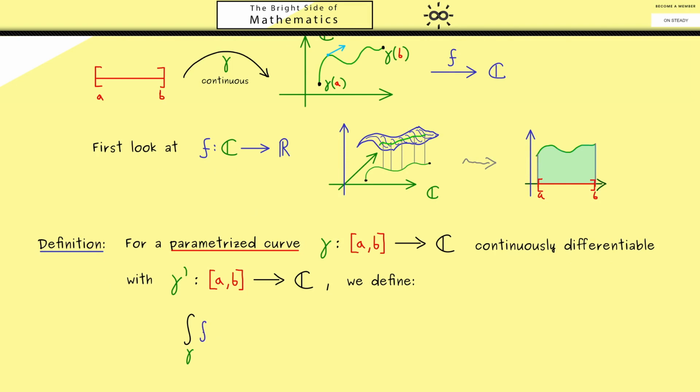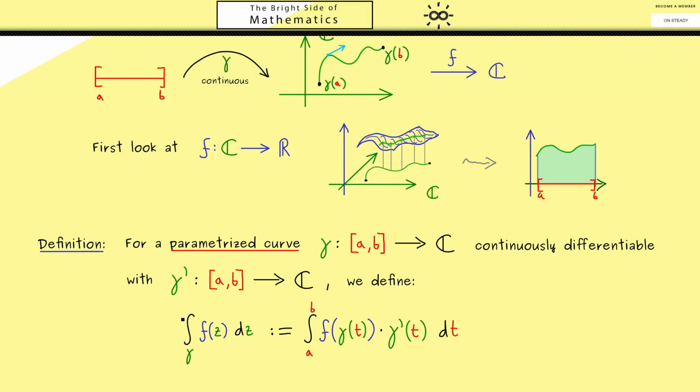This is the integral of the function f along the given curve gamma. So please note, this is the new symbol we now have introduced. And now what we do is that we use the integral from a to b of the function f of gamma of t. In other words, these are the values on the curve. However, now we also have to stretch these values by the derivative of gamma. Okay, there we have it. This is the definition of the contour integral.